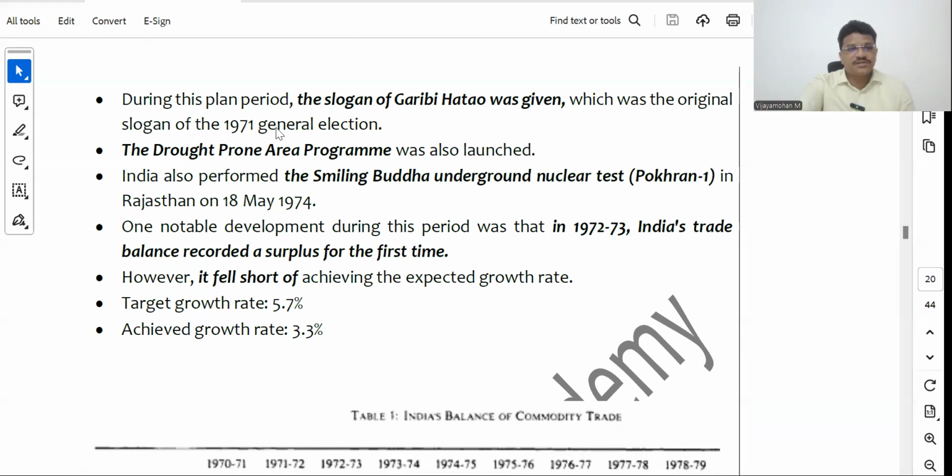And another one is that, however, it fell short of achieving the expected growth rate. So the expected growth rate did not come in GDP in the fourth 5-year plan. The target growth rate was 5.7%, whereas the achieved growth rate was only 3.3%. So it is a failed 5-year plan. Okay, next one.